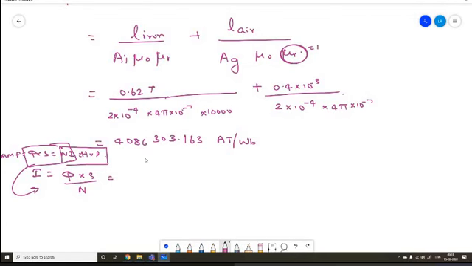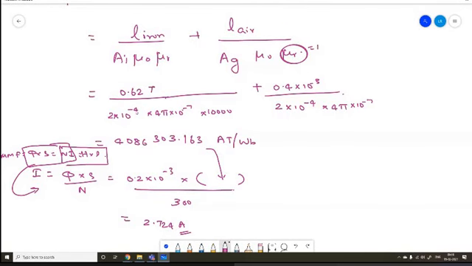So this is given, μ is given. φ is also given in the question, it is 0.2 milliweber, 0.2 into 10 to the power minus 3, and this you can put here. So this is S divided by N, given as 300. So you must be getting around 2.724 ampere.